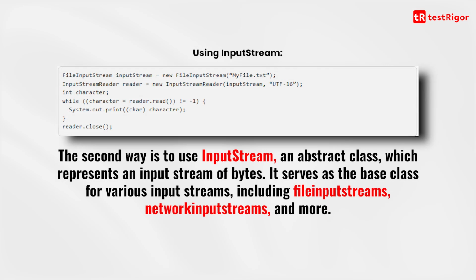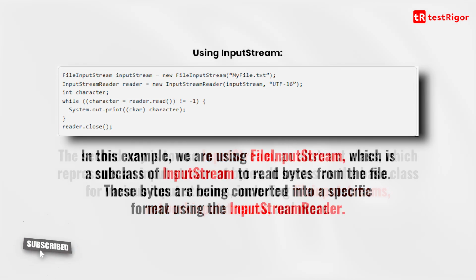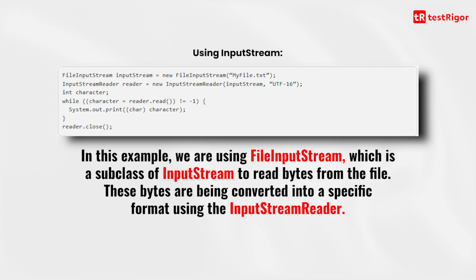The second way is to use InputStream, an abstract class, which represents an input stream of bytes. It serves as the base class for various input streams, including file input streams, network input streams, and more. In this example, we are using FileInputStream, which is a subclass of InputStream, to read bytes from the file. These bytes are being converted into a specific format using the InputStreamReader.